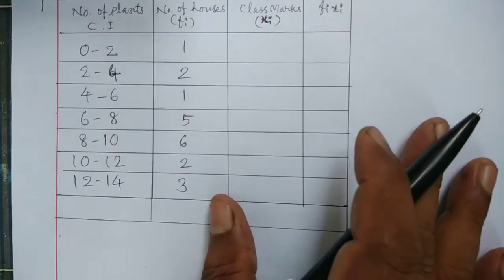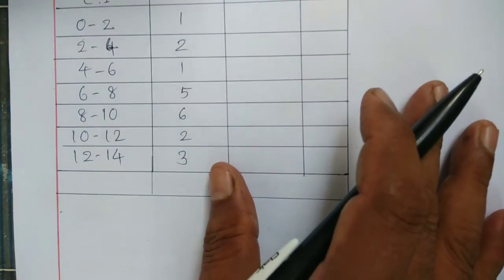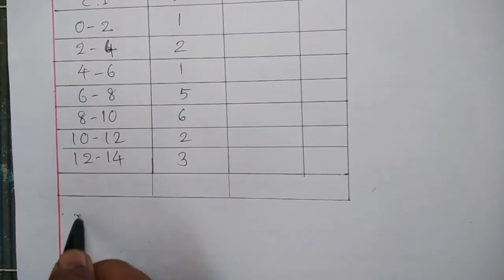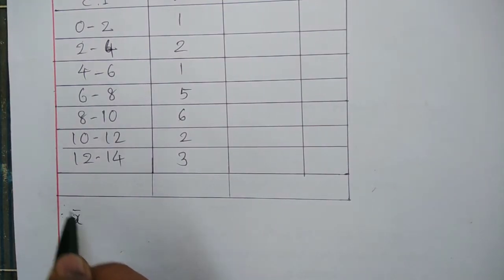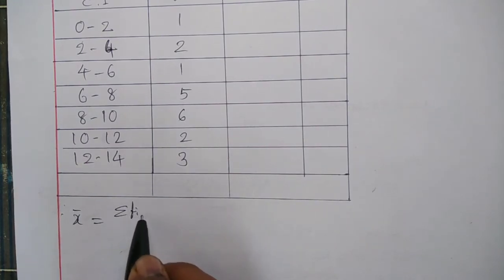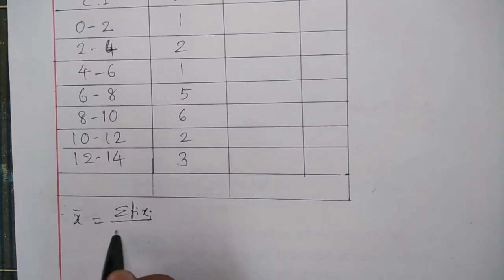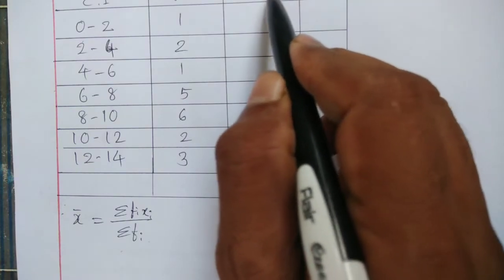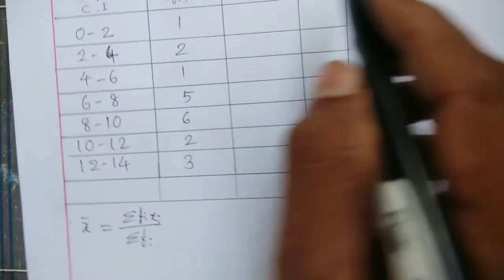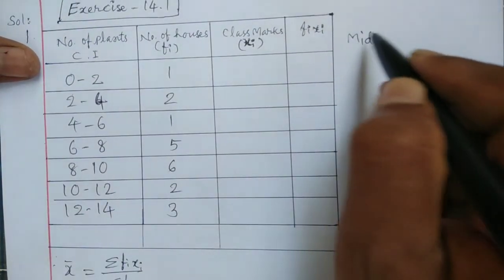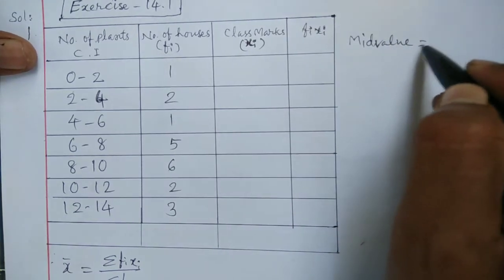To find the mean, the direct method formula is x bar is equal to sigma fi xi by sigma fi. So this is the formula. First we have to find xi, the class marks. Class marks means mid value, the average of the class.